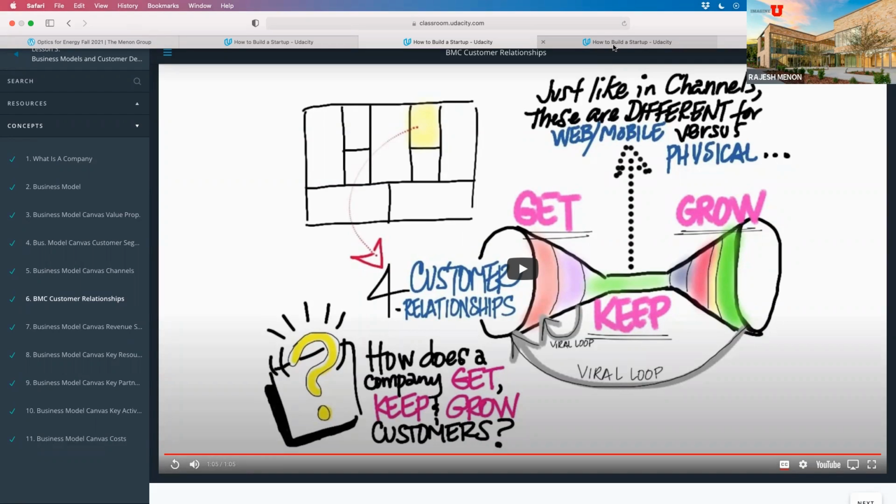How do you grow the customer base? Well, I mean, the obvious thing is referrals. That was the simplest one to think about, and it's possible in almost all cases.